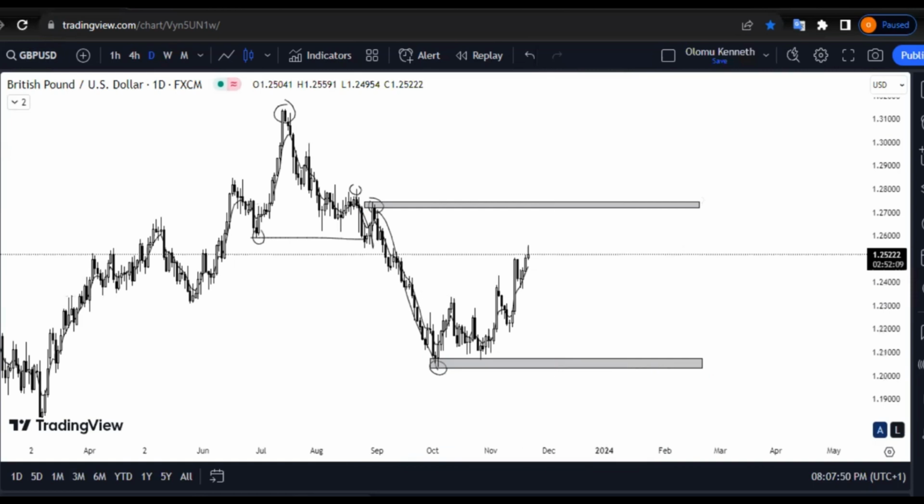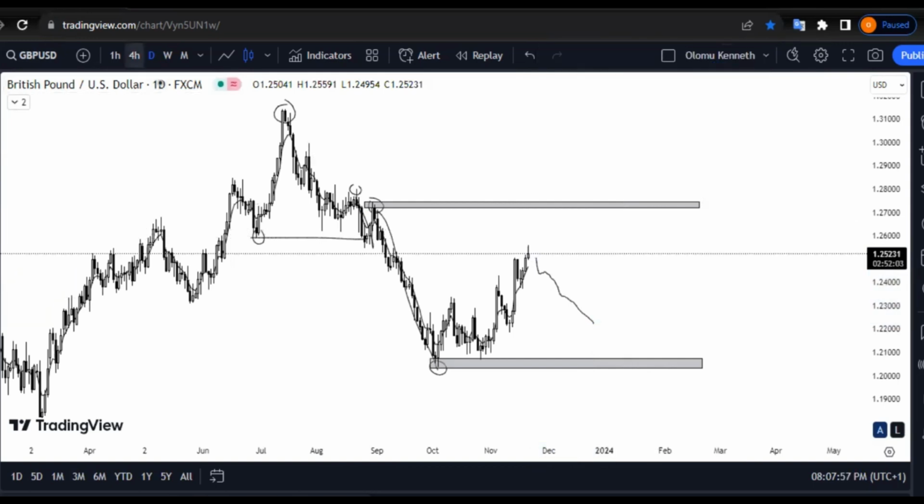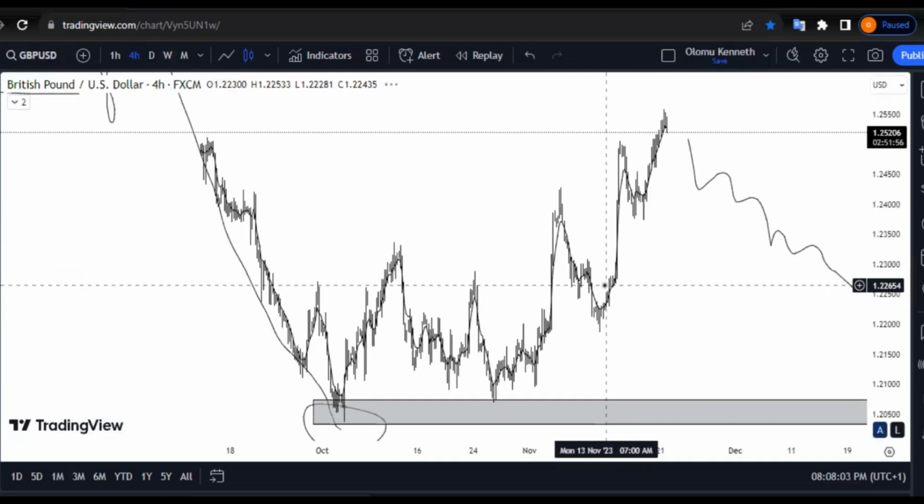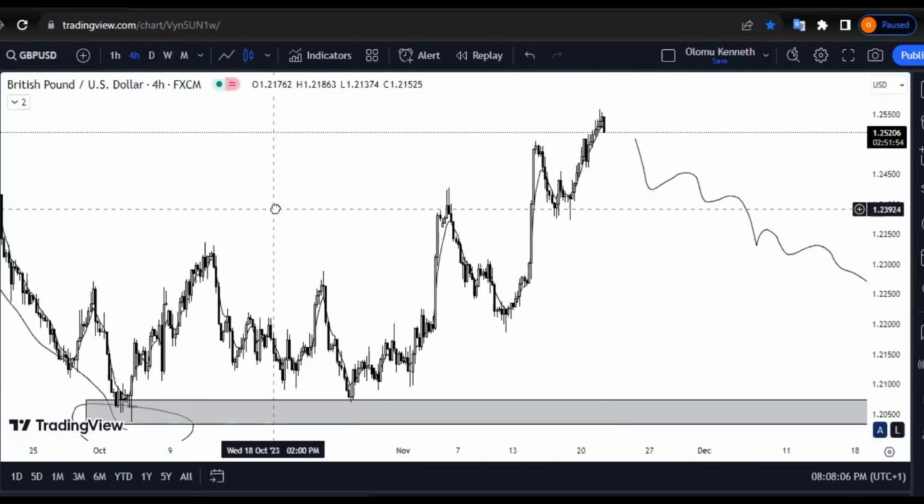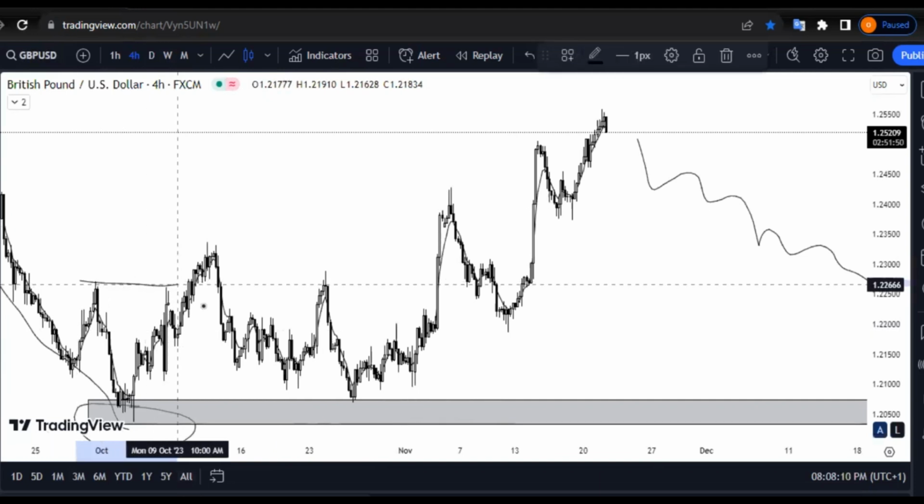All right. So we might see this market going down. So let's check the H4 time frame and see what is happening there. From the H4 time frame, we will notice very well that we change structure from here.